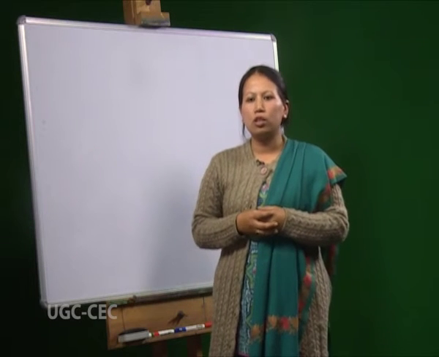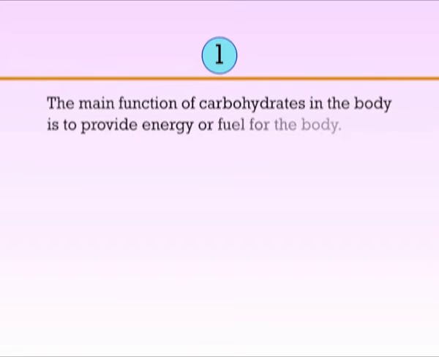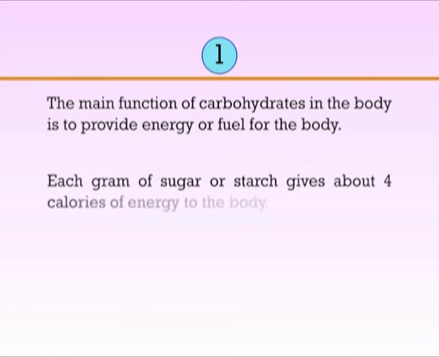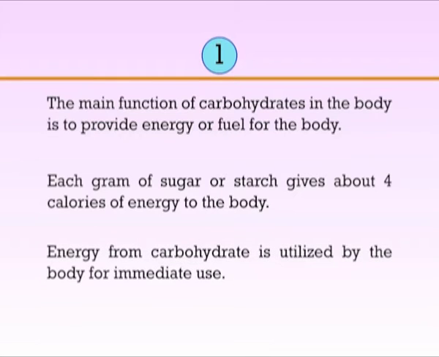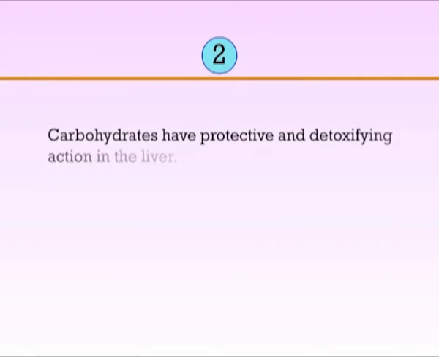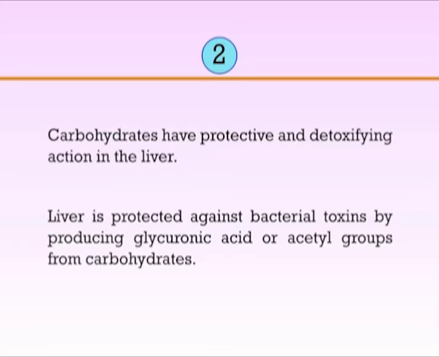Now, we'll see the physiological functions of carbohydrates. First, the main function of carbohydrate in the body is to provide energy or fuel for the body. Each gram of sugar or starch gives about 4 calories of energy to the body. Energy from carbohydrate is utilized by the body for immediate use. Number 2, carbohydrates have protective and detoxifying action in the liver. The liver is protected against bacterial toxins by producing glycuronic acid or acetyl groups from carbohydrates.